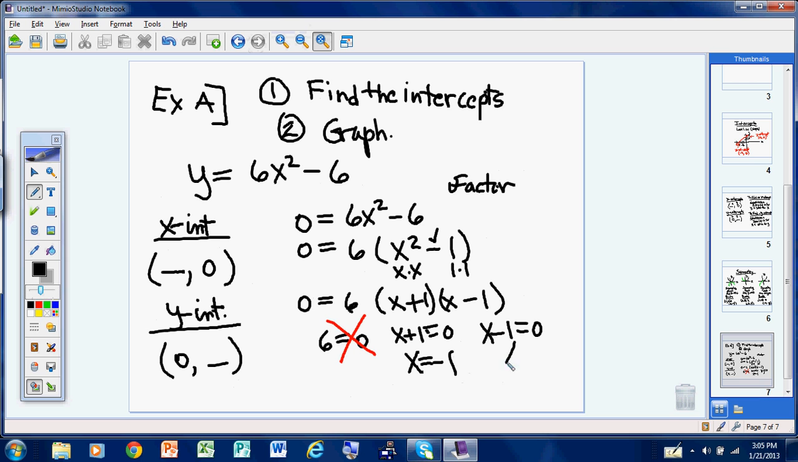And if I solve this one for x, this gives me x is equal to 1. But now how do I write those as points? As x-intercepts, this would be described as (-1, 0), and this one would be described as (1, 0). Okay. Alright, we found the x-intercepts now. Let's find the y-intercepts.